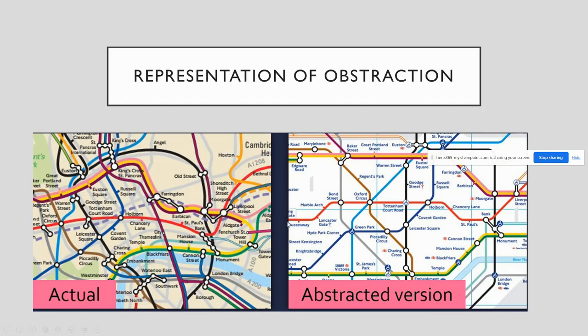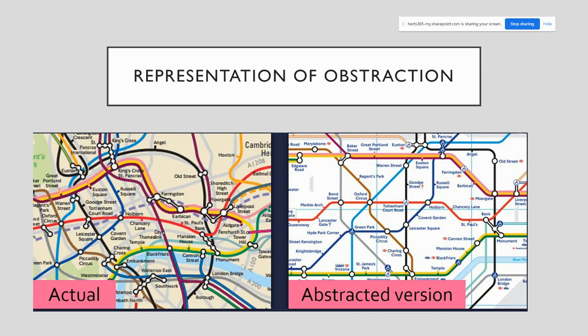Let's have a look at this London Underground abstraction, the trains. As you can see here, the tube map on the right is what you will see if you visit any of these stations, on display or on the board. This is the abstraction version, but the actual one would look like that. The reason why we use abstraction in terms of the representation of the map is to make our life much easier.